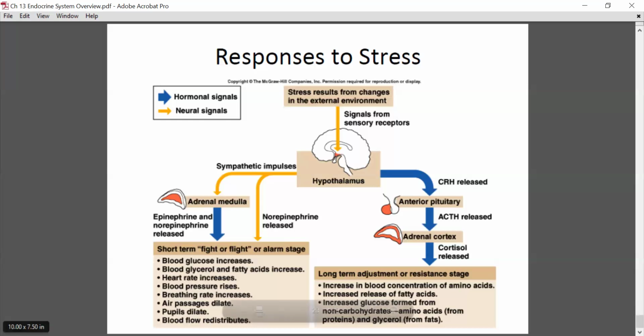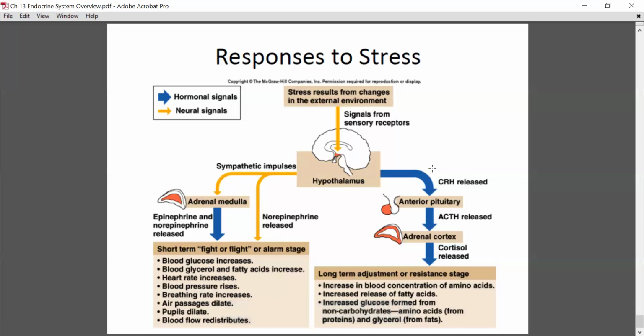All right. So this is what's happening. The blue lines are what happens with your hormones. The yellow lines are what happens in your nervous system. So hypothalamus, sympathetic system will tell your adrenal medulla to produce epinephrine and norepinephrine so that these things can occur. And then your neurons are going to produce and release norepinephrine so that, again, these things can occur.